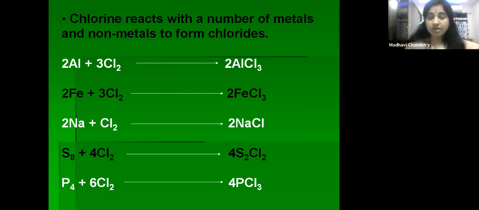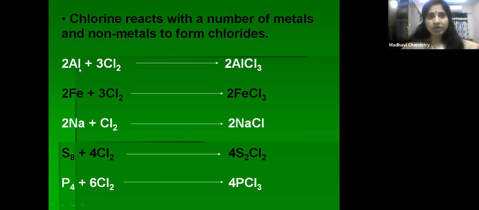Chlorine reacts with a number of metals and non-metals to form chlorides. So when chlorine reacts with aluminum, it gives aluminum chloride. Very simple reactions. When chlorine reacts with iron, it gives iron chloride. With sodium, it gives sodium chloride. With sulfur, it gives sulfur chloride. With phosphorus, it gives phosphorus chloride.